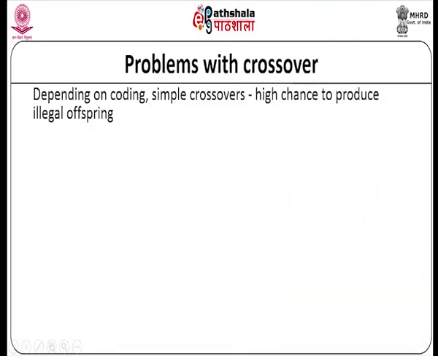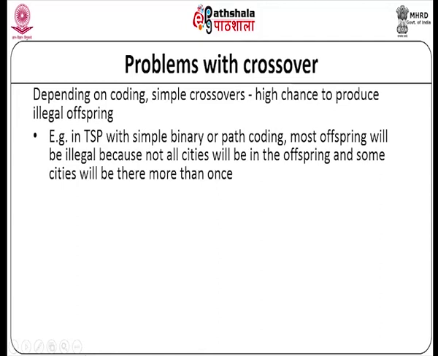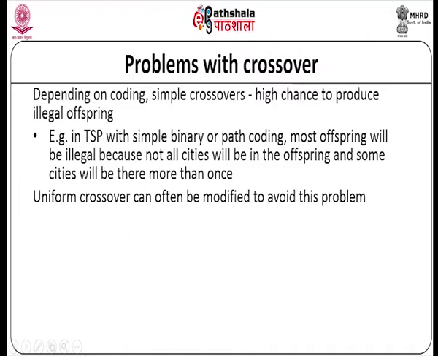Now, what are the problems with crossover? Depending on coding, simple crossovers have a high chance to produce illegal offspring, that is a problem. An example depends upon the application. For example, in the traveling salesman problem or the so-called TSP problem, with simple binary or path encoding, most offspring will be illegal because not all cities will be in the offspring, and some cities will appear more than once, you will visit them more than once. In traveling salesman you do not do that.